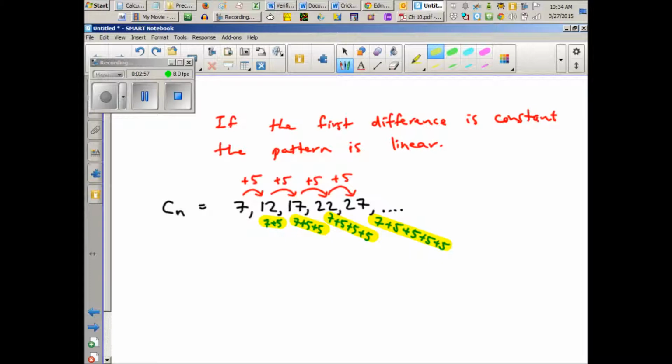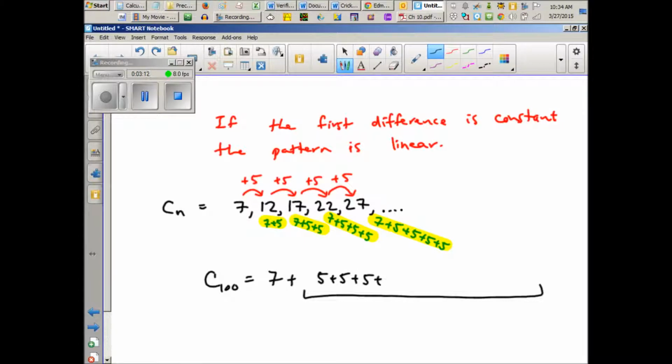If you went all the way out to, let's say, the 100th term, so if you wanted to find C sub 100, there would be a 7. And can you guess how many 5s there would be? 99. There'd be a total of 99 5s. It's just a pattern, right?